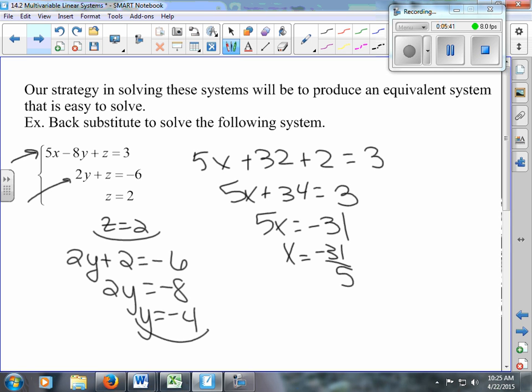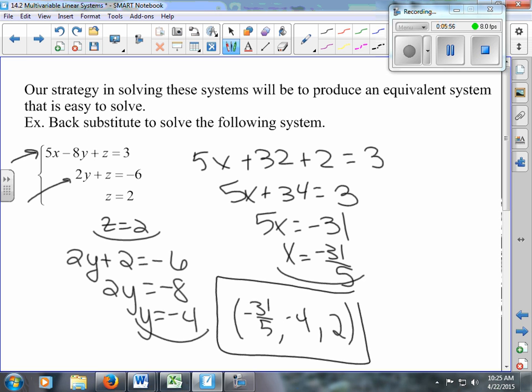Let me make sure I didn't make an algebra mistake. Okay, so I couldn't find a mistake. I think this is right. So now my solution is (-31/5, -4, 2), and I'm all done. And so if I can get a system of equations to look like this example, then I know I can solve it, okay?